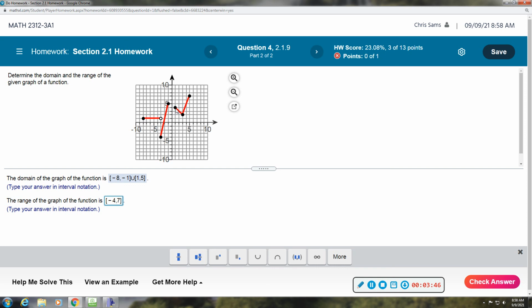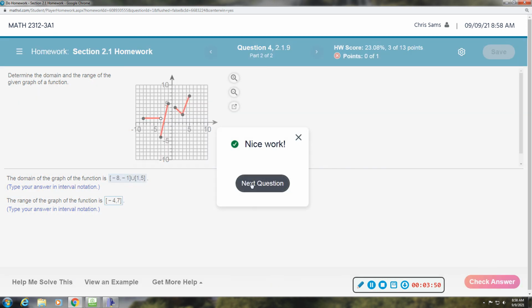So you're just reading off the graph the lowest, the highest, the leftmost, the rightmost, to be able to answer this.